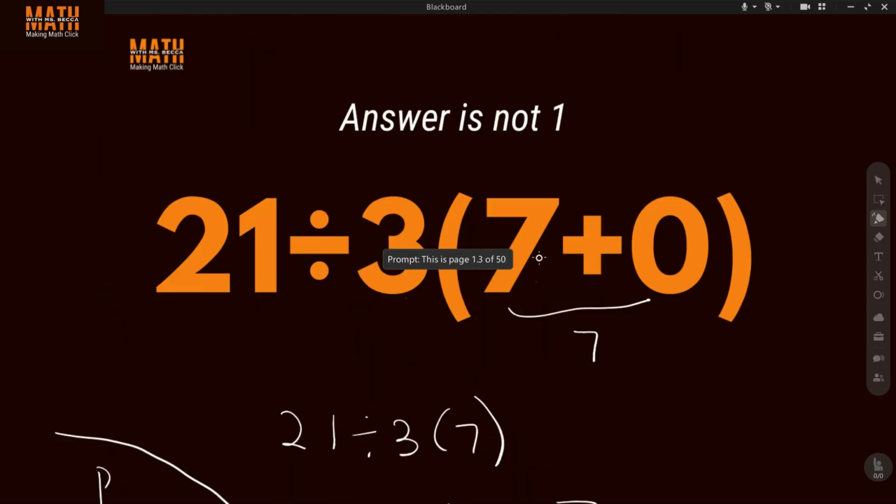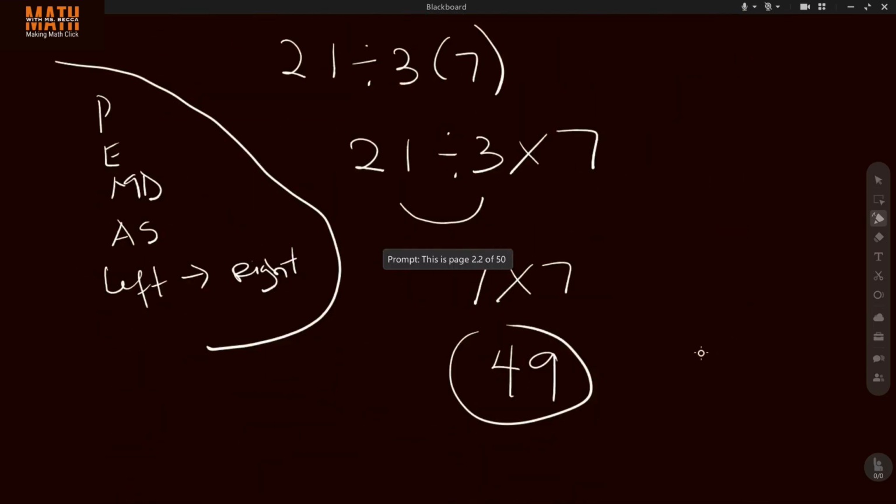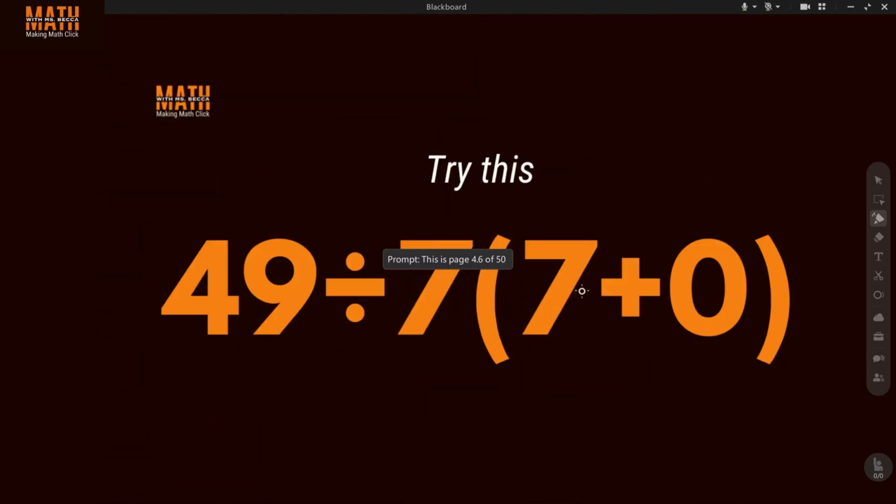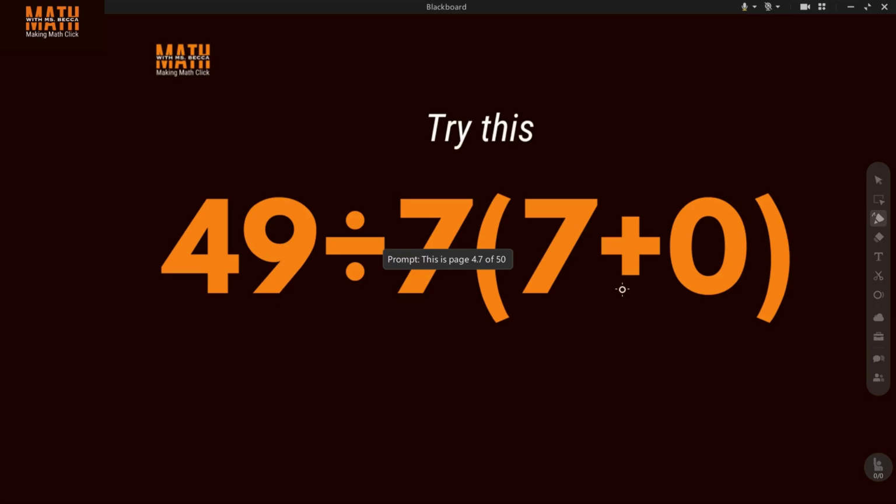So if you solve this the wrong way and you got 1, then that is wrong. The correct answer to this is 49. Now, to be sure that you understand what I just explained, try this: 49 divided by 7 bracket 7 plus 0, and leave your answer in the comment.